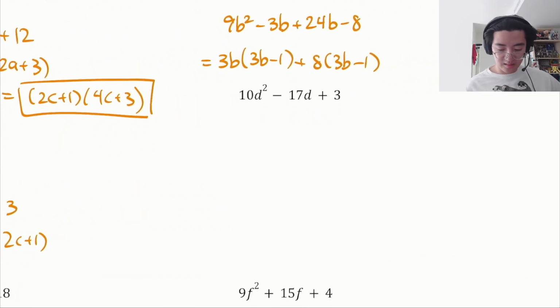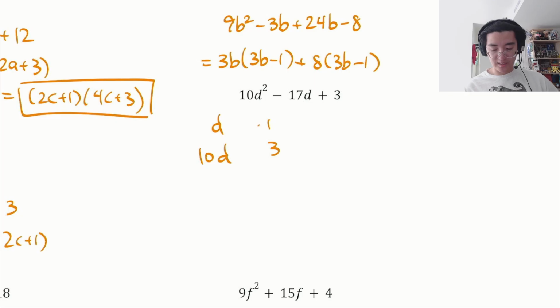Okay. 10. 1 and 10. 1 and 3. In this case, we notice here that the middle number is negative. So our two factors here must be some sort of negative. Negative 10 and negative 3. Or negative 10 plus negative 3 is negative 13. That's not it. Flip it around. Negative 30 plus negative 1. That's negative 31. That's not it.